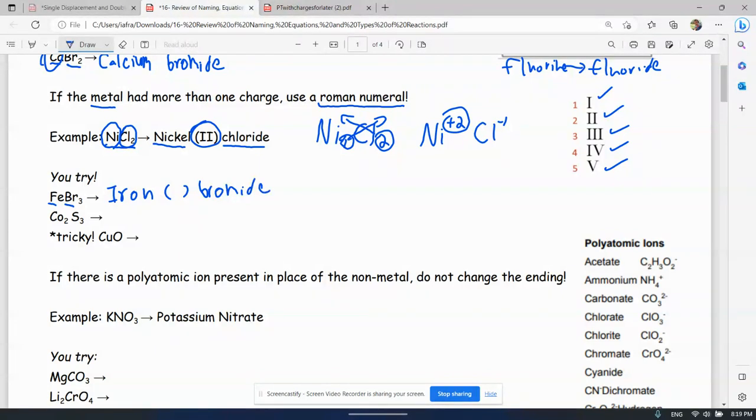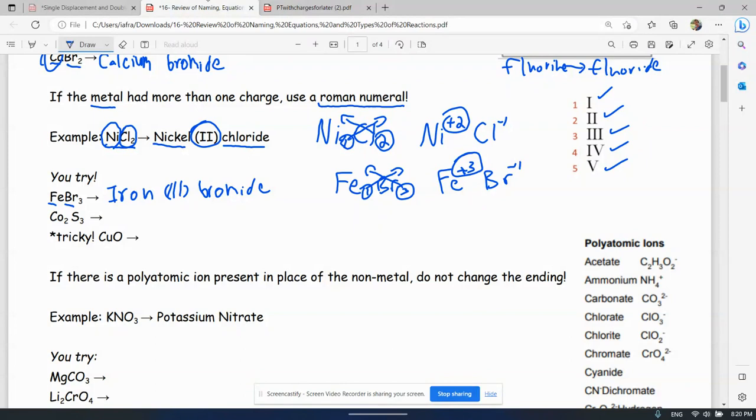Your next step is to figure out which iron you have by doing the reverse crisscross. So Fe1Br3, bring the 3 back up here, the 1 back over here. We have Fe plus 3. The reason I put a plus is because metals are positive, they lose electrons, and Br minus 1. Non-metals are negative, they gain electrons. So we have iron 3 bromide.